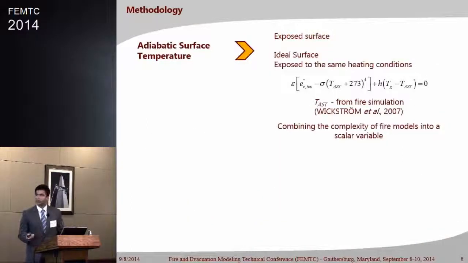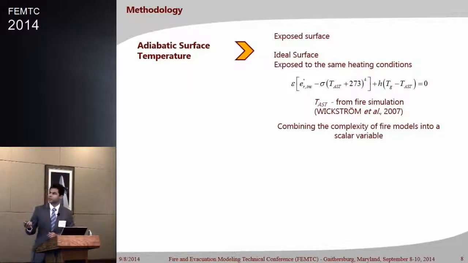In this methodology, we use an adiabatic surface temperature concept, which says that we can replace the exposed surface by an ideal surface exposed to the same heating conditions. The heat flux to this ideal surface will be, by definition, 0, and we can calculate the adiabatic surface temperature inside of a fire simulation. And this variable is known for being capable of combining the complexity of the fire models into a scalar variable.